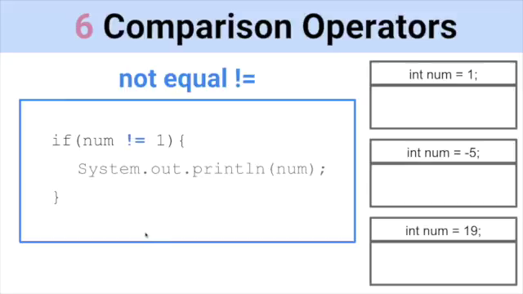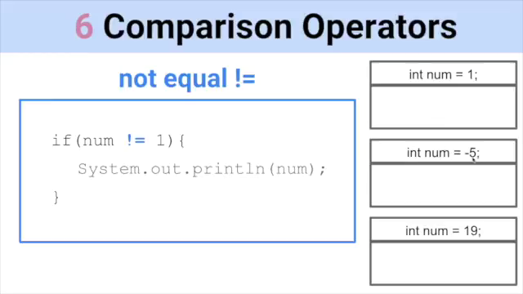All right, here's our next one: not equal to. The not is an exclamation point, so not equal to is an exclamation point and then the equal sign. We're going to go through our code again. The format, you're laying it out the exact same way. So if your variable num is not equal to 1, then it's going to print out num. All right, so here we go. If num is 1, is 1 not equal to 1? Nope. 1 is equal to 1, so it's not going to do anything. So this will remain blank.